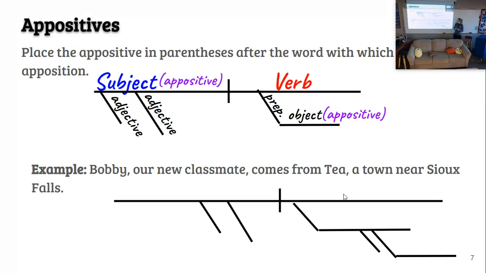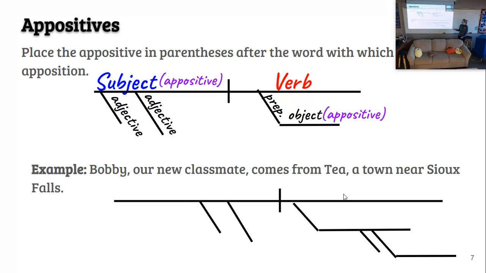How about "near Sioux Falls, South Dakota"? What is that prepositional phrase modifying? Go ahead, Marcus. Okay, it's telling us what kind of town we're talking about. Well, it's a town near Sioux Falls, South Dakota. All right, now we just have to plug it in. So, take it step by step.